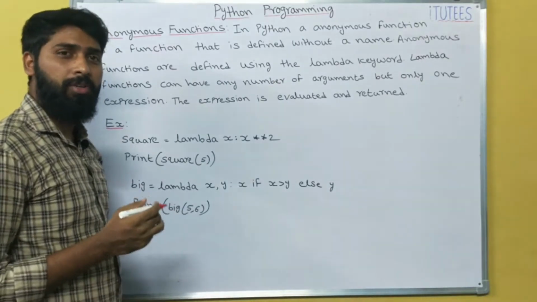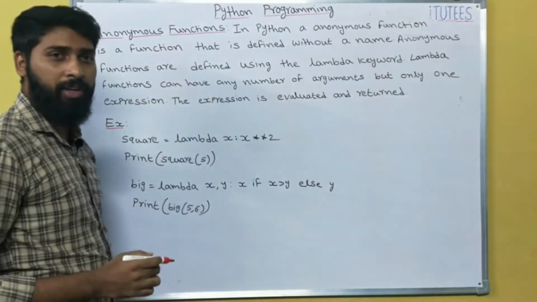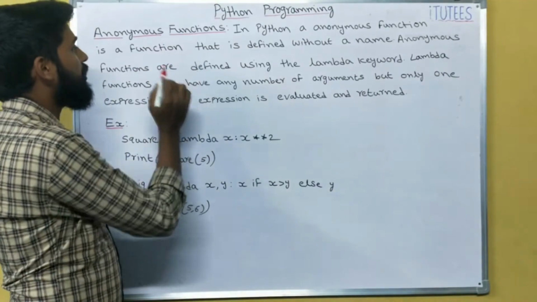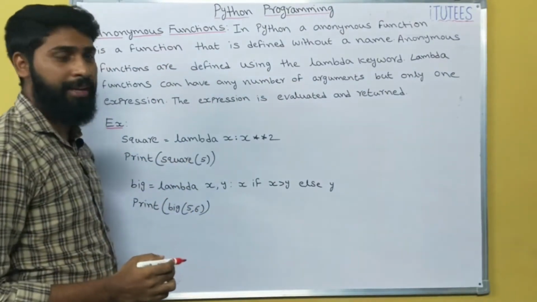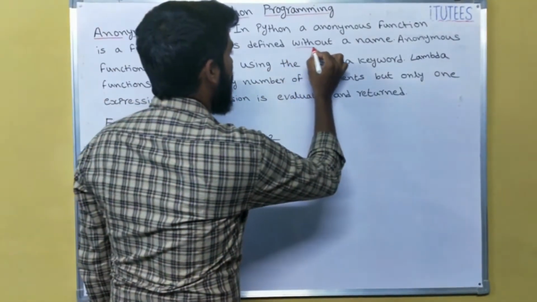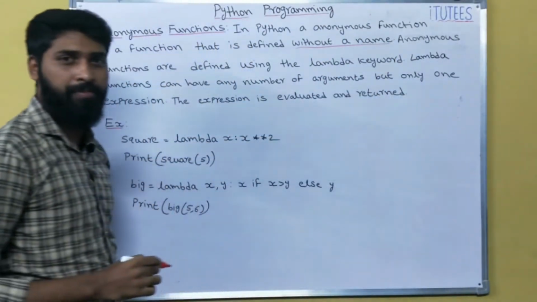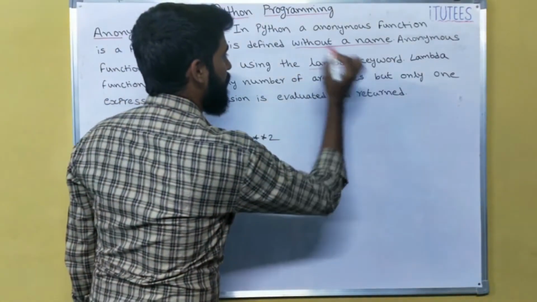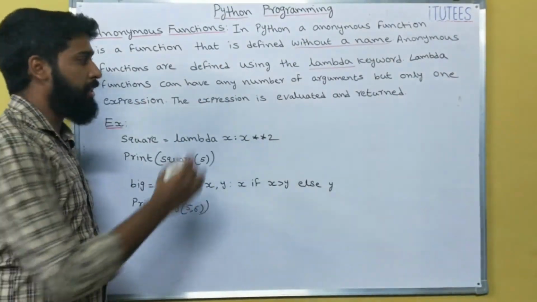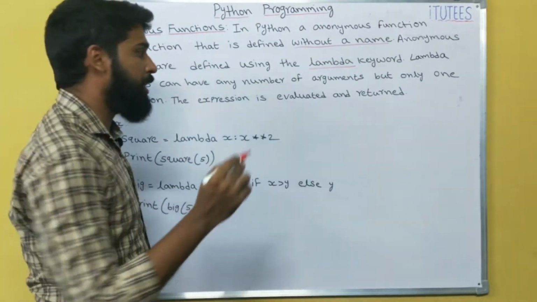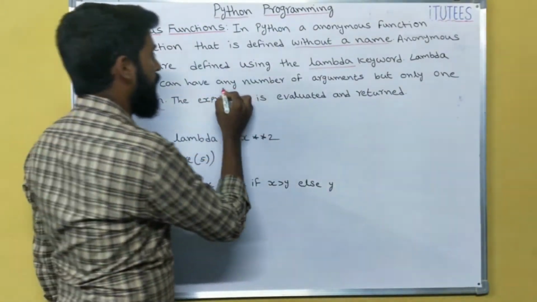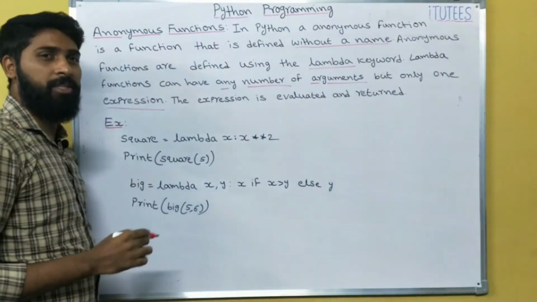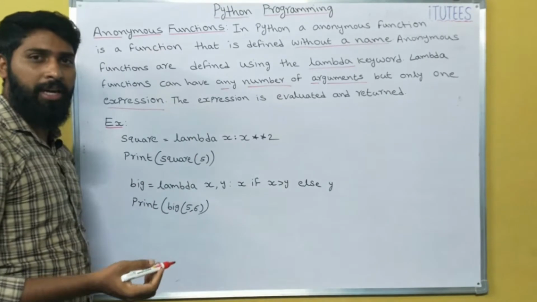So in this class we are going to discuss anonymous functions. See, in Python, an anonymous function is a function that is defined without a name. So that means anonymous functions don't have any name. Anonymous functions are defined using the lambda keyword. Lambda functions can have any number of arguments but only one expression. The expression is evaluated and returned.